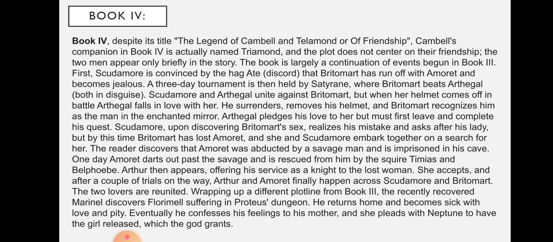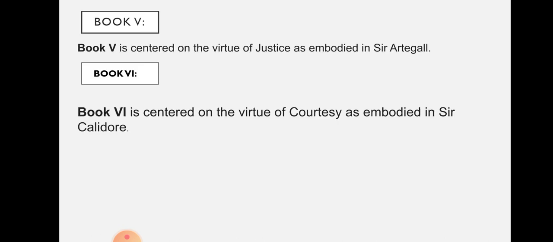The recently recovered Marinell discovers Florimel is suffering and protests. He returns home and becomes sick with love and pity. Eventually, he confesses his feelings to his mother and she pleads with Neptune to have the girl released, which the god grants. So gods are also there, and the need of help can also be found.